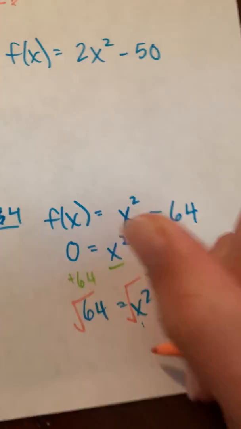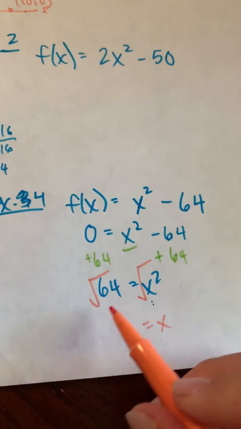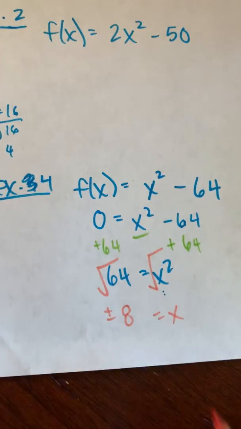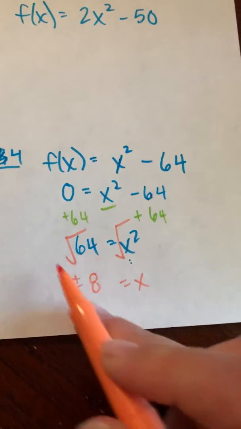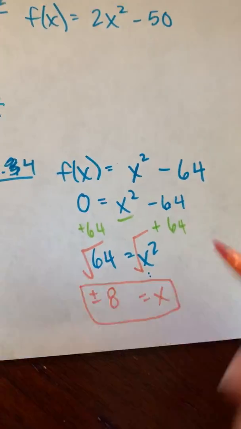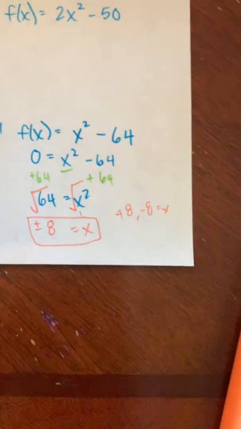The square root of x squared is just x. The square root of 64 is 8, but we have to put plus or minus in the front because minus 8 times minus 8 also equals 64. So plus 8 and minus 8 are the two answers for this quadratic.